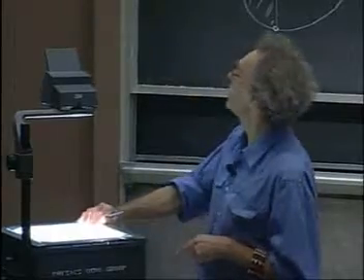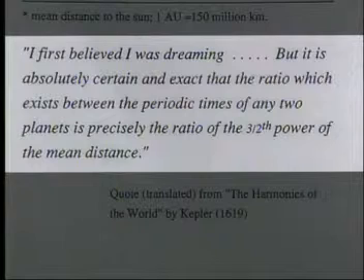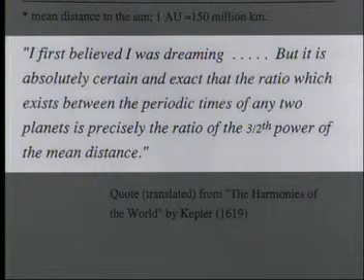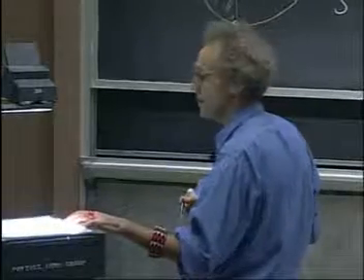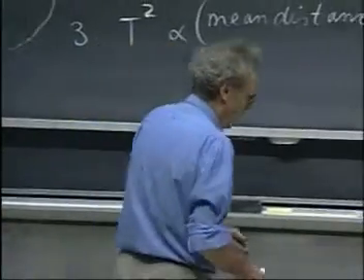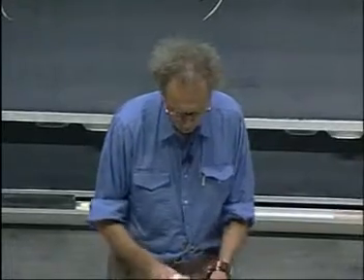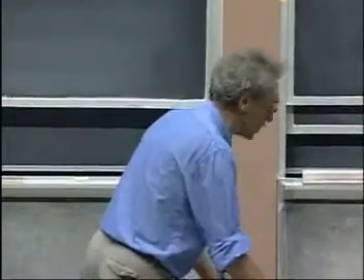But he very jubilantly writes, "I first believed I was dreaming, but it is absolutely certain and exact that the ratio which exists between the periodic times of any 2 planets is precisely the ratio of the 3/2 power of the mean distance." And he wrote that in 1619. So, orbits in general are ellipses.